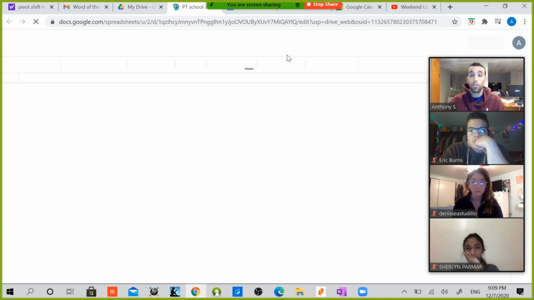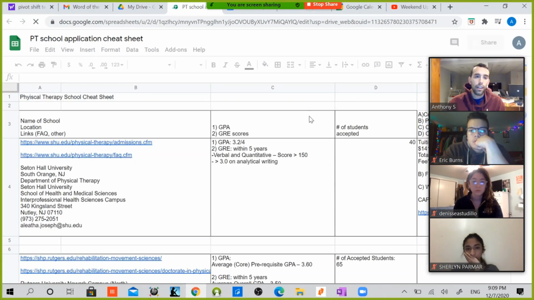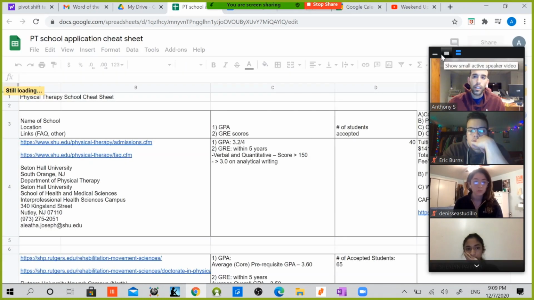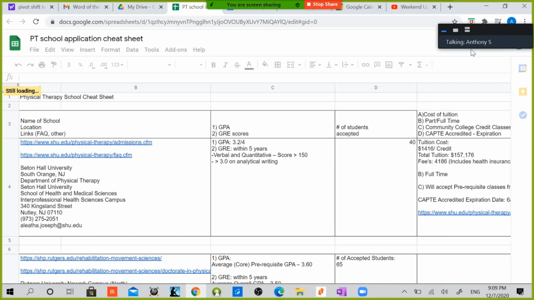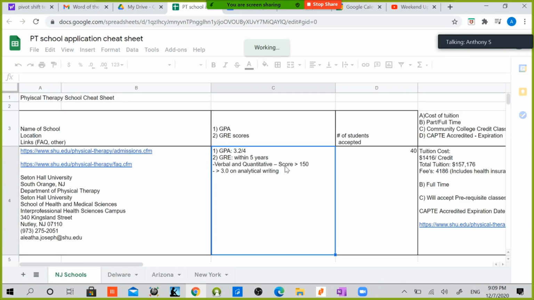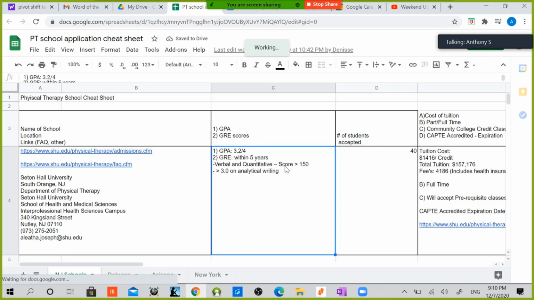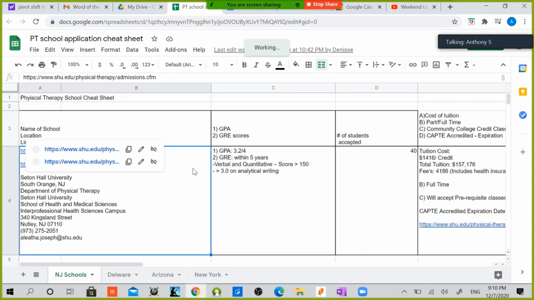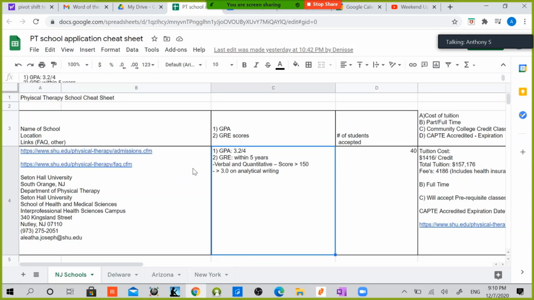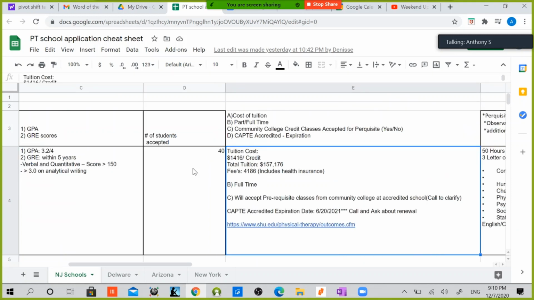when you're applying to schools, giving you a nice little rundown of what is required from the university. Again, this is the first year, and it's very unique this year because of COVID. So, like I said, I have the university here, the GPA requirements and GRE scores, number of students accepted, and the tuition cost.